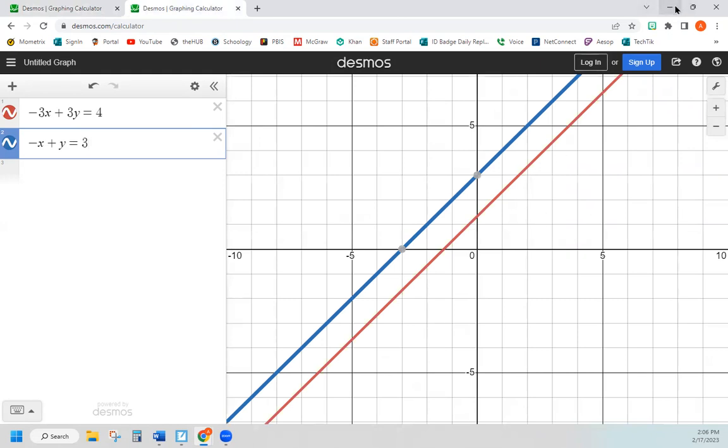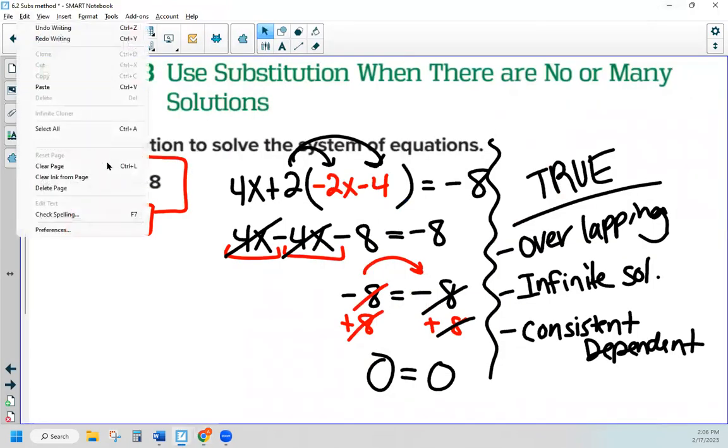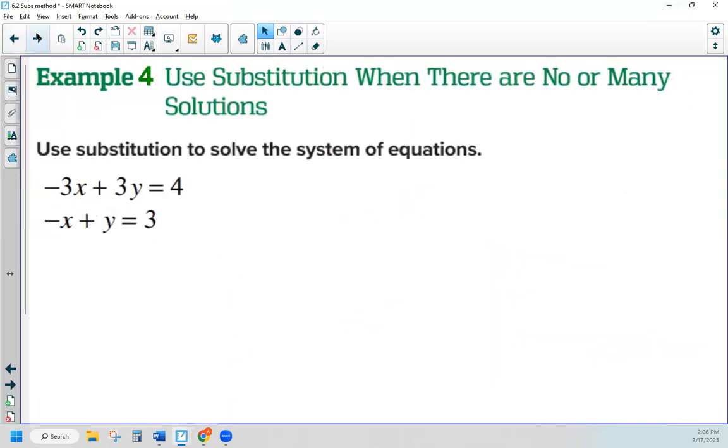Now, this is what we're going to be looking at now. No surprise, right? All right, so what does that look like? What does a no solution look like? I hope you already guessed it.